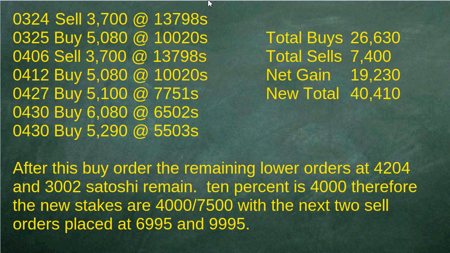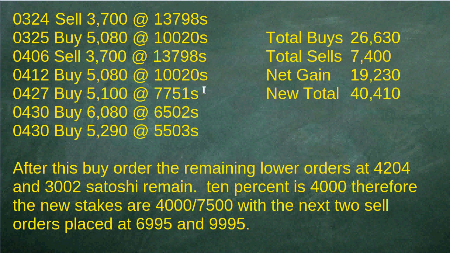That was a sell order at 13,798. But the buyback came in, buying 5,080. So free 1,300 and change. And then selling 3,700 again at the exact same price, buying again at the exact same price. Only this time, the market went down a bunch more.